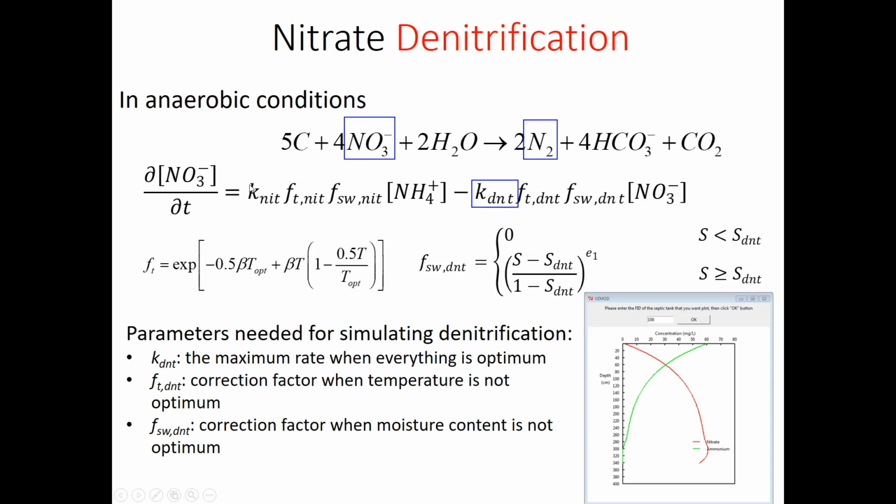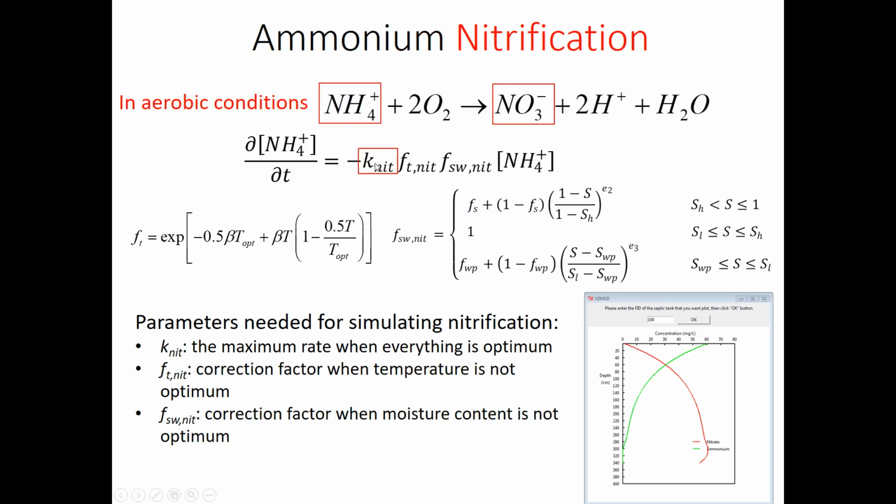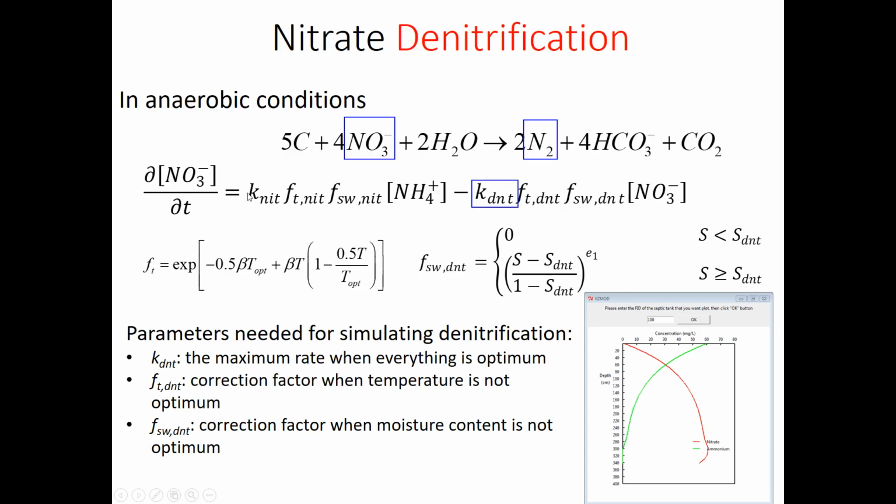And so this is how we model it. You have a nitrate concentration, and it has two parts. One comes from nitrification. Here, this is exactly the same. The minus sign means ammonium is gone, but the positive sign means ammonium becomes nitrate.